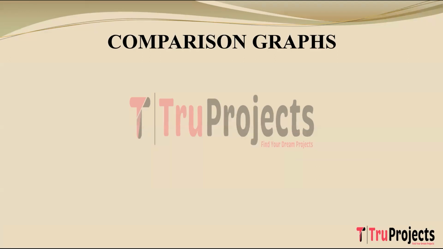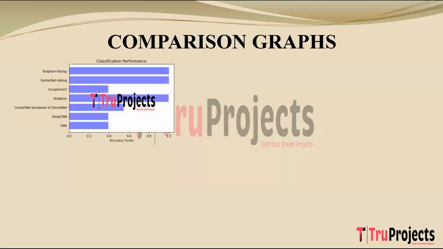Comparison graph. Comparison graphs offer a visual breakdown of how a model performs across essential evaluation metrics. Models are compared with the parameters accuracy, precision, recall, and F1 score. This is the accuracy comparison graph. On the x-axis, we have accuracy score, and on the y-axis, we have algorithm name. Accuracy is a measure of the overall correctness of a classification model. It calculates the ratio of correctly predicted instances, both true positive and true negative, to the total number of instances.